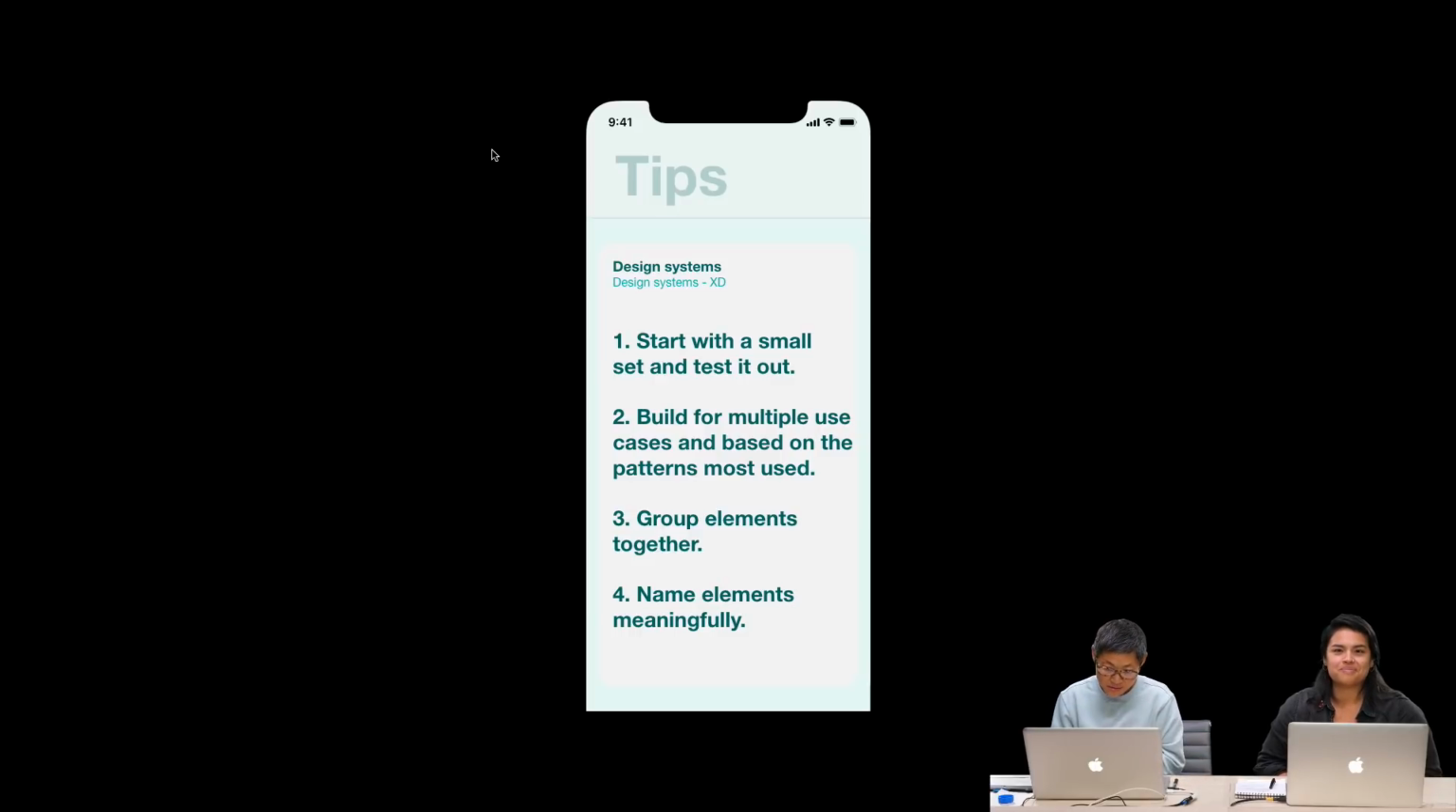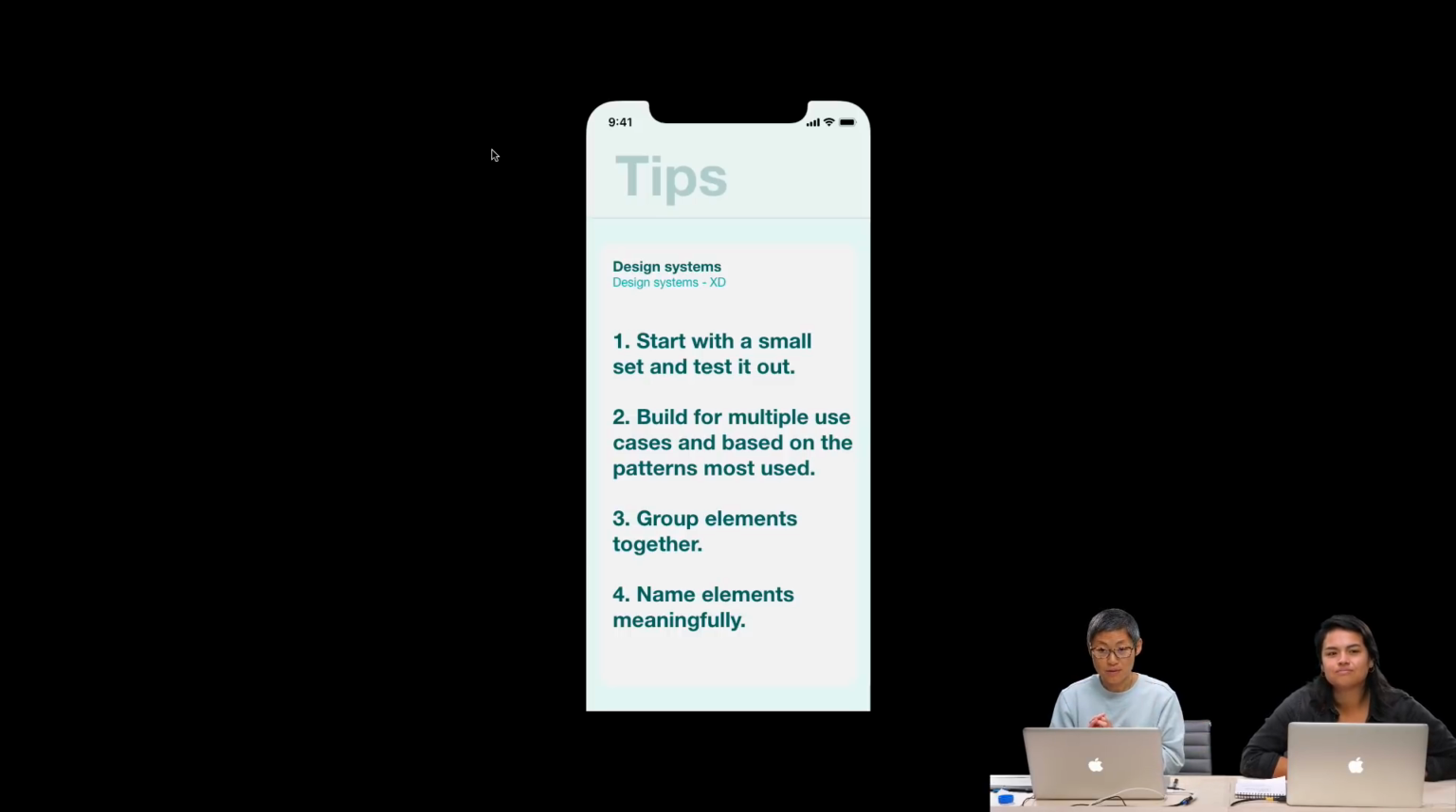So for the design system, one thing. Start small and test it out as soon as you can, right? Take some elements, it doesn't matter how many, but just start with a small subset. Build for multiple cases and based on the patterns most used, right? So that you avoid bloating your kit and also your design system. Otherwise it's too many components, right?